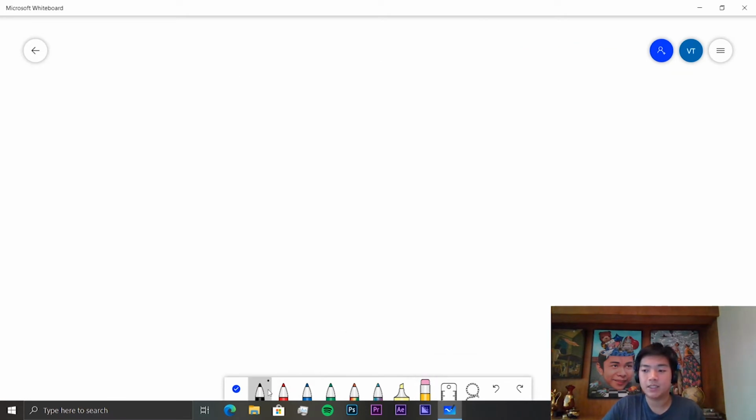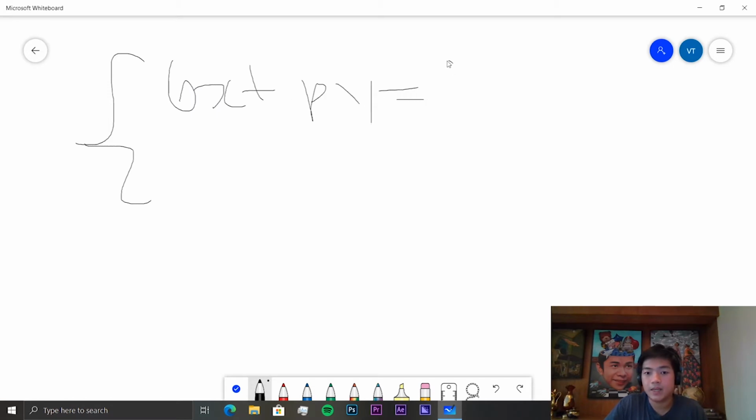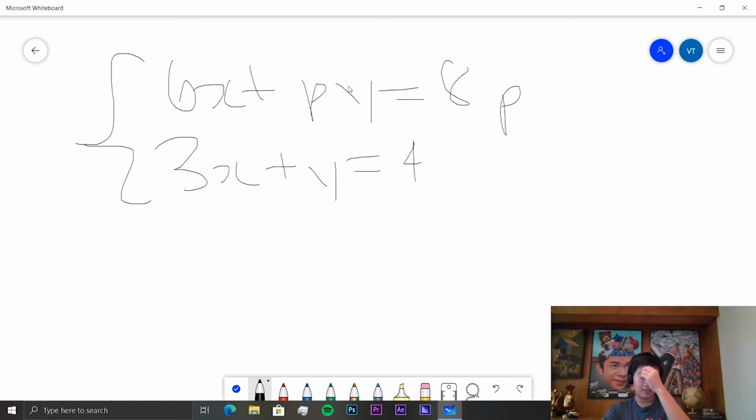Okay, on to the next question. The next question asks us for the system 6x plus py is equal to 8 and 3x plus y is equal to 4, to find a value of p so there are infinitely many solutions. For there to be infinitely many solutions, the two equations must more or less be equal to each other. We can look at these two coefficients of x, that they're separated by a multiple of 2, and these two coefficients, that they are also separated by a multiple of 2.